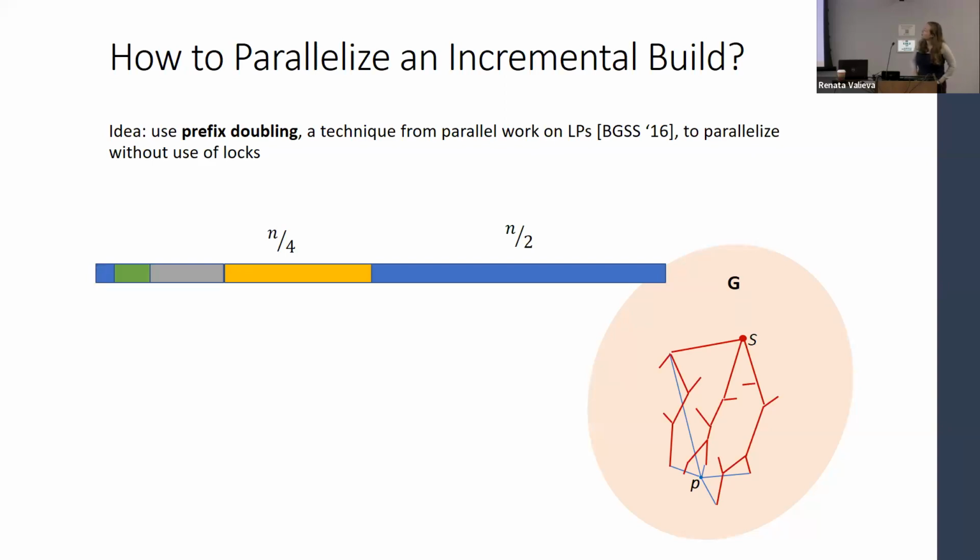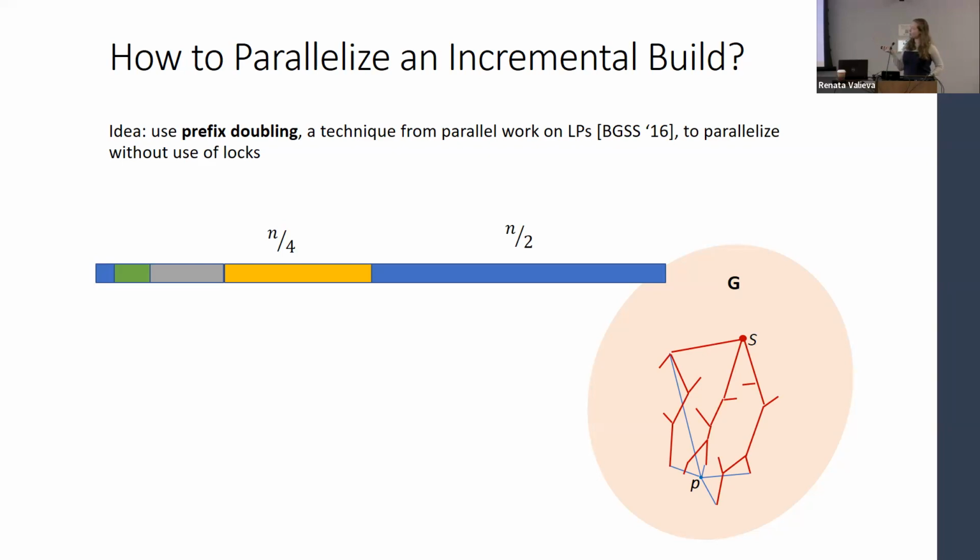Okay. So how to parallelize this incremental build without the use of blocks? I've had the answer up on the slide for like 5 minutes, unfortunately. But the idea is to use prefix doubling.